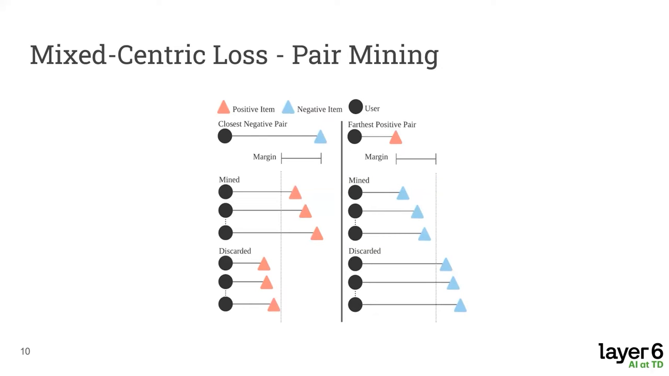Those pairs are discarded because they are considered easy positive or negative pairs, and the model does not benefit from training on easy pairs.